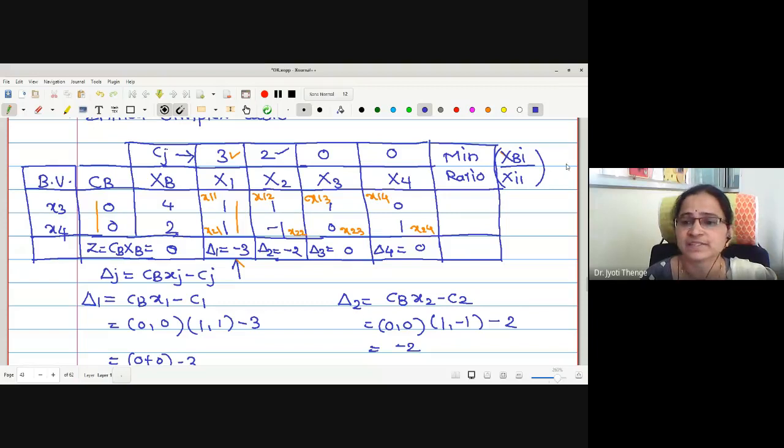Okay. Therefore, XBi means XB1 upon X11. Is it okay? XB1 and X11 for i equal to 1. What is XB1? The first value of the first basic variable is 4. Means actually you have to go for this ratio, 4 upon 1, this XB column upon X1 column. Therefore, what is the ratio? 4 by 1 is 4, and this is 2 by 1 is 2.